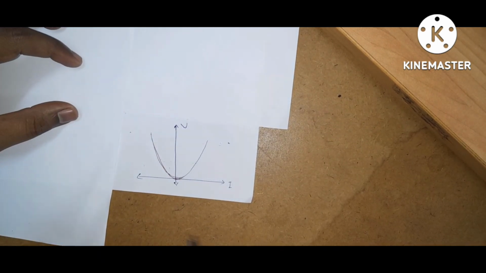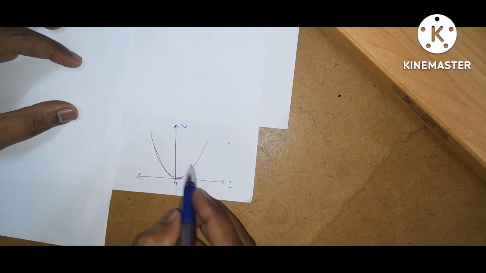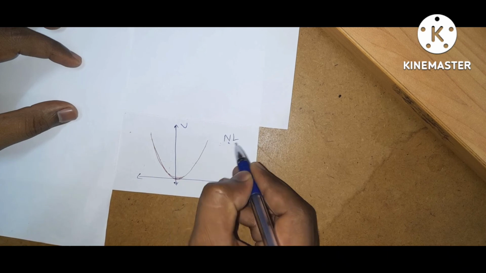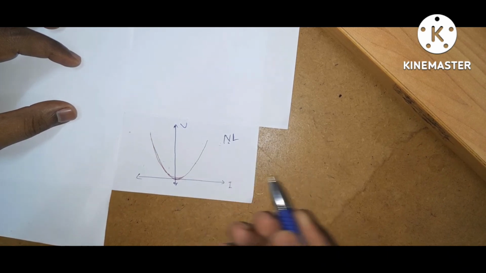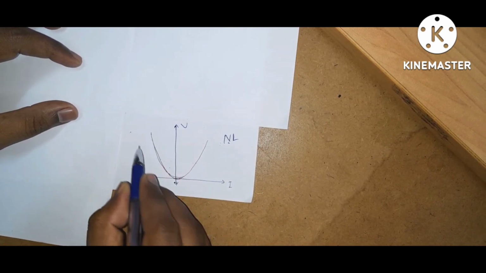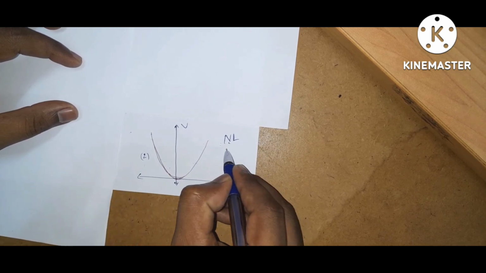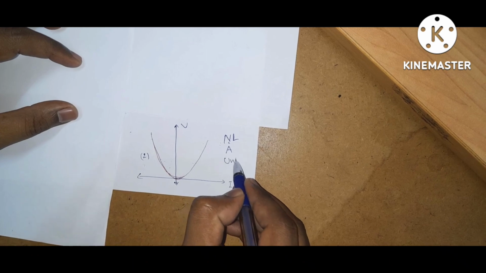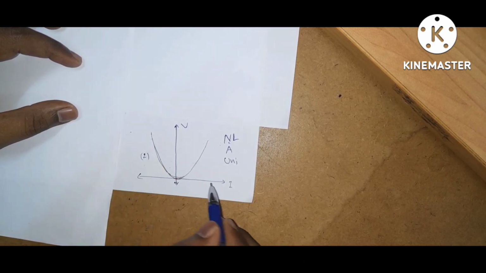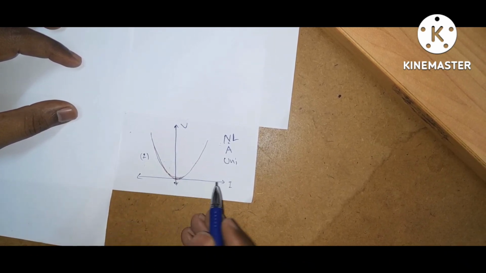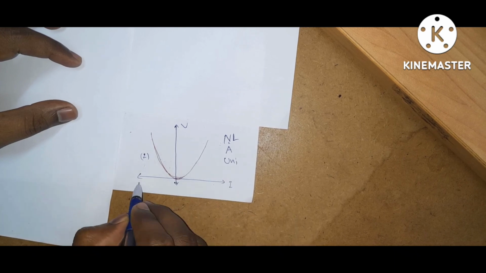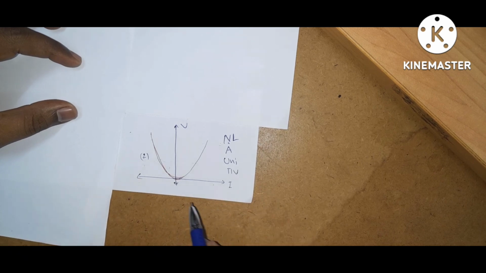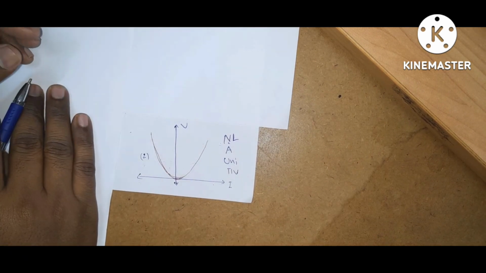Let us discuss one more graph. Is it linear or non-linear? This is non-linear. Active or passive? The characteristic line lies in the second coordinate, so it is active. Unilateral or bilateral? Unilateral, because it does not possess the same impedance for both positive and negative values of current. Next, this is a time invariant element. Okay, thank you for watching.